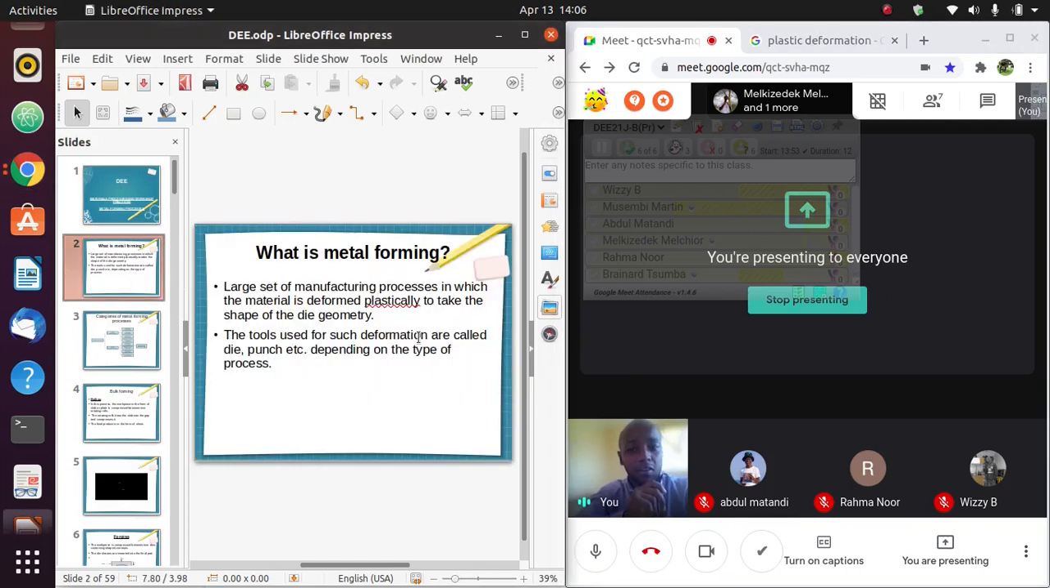Let us begin. What is metal forming? Essentially, metal forming is the process in which we deform metals plastically. A material is deformed plastically to change its shape. When I say plastic deformation, I mean the permanent deformation of a material because of stresses, be it compressive stresses, be it tensile stresses. And we can deform a metal using dies.